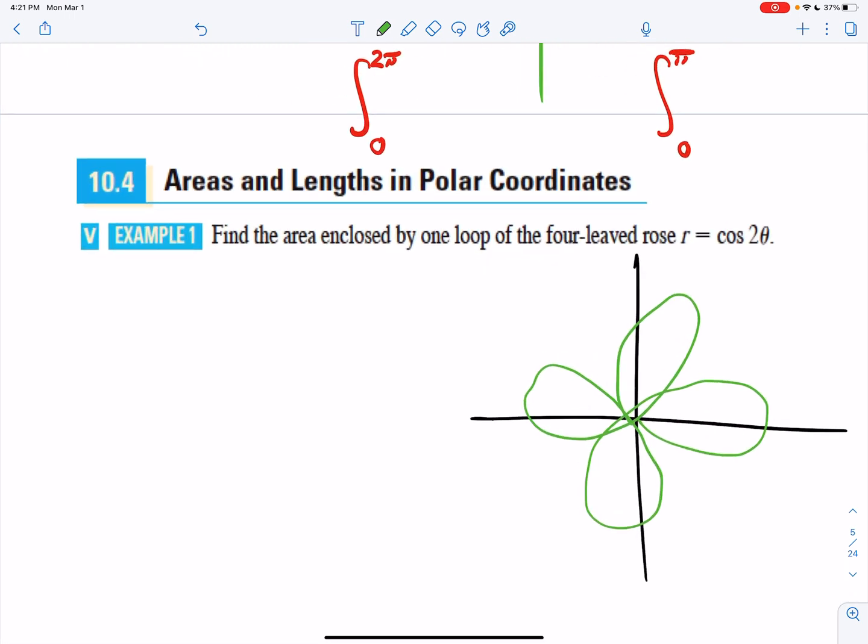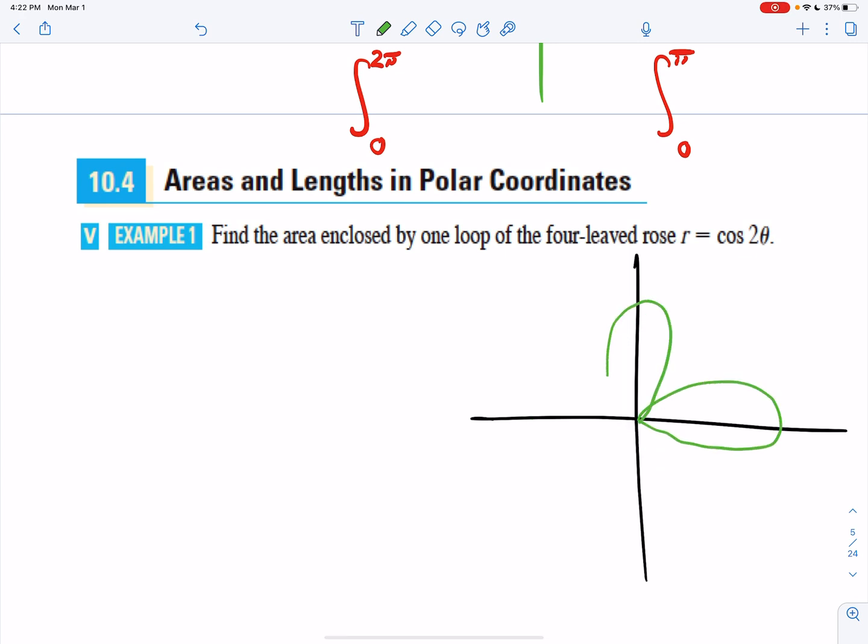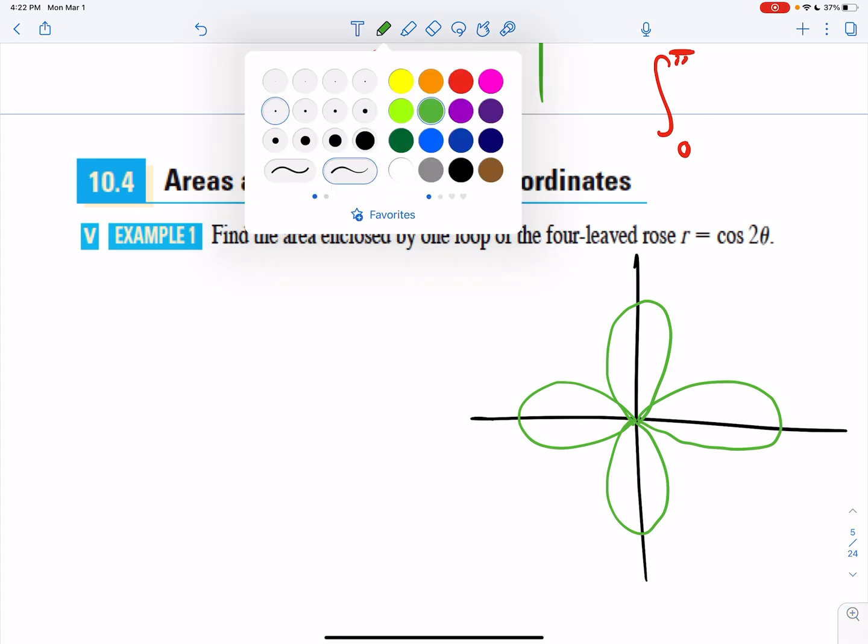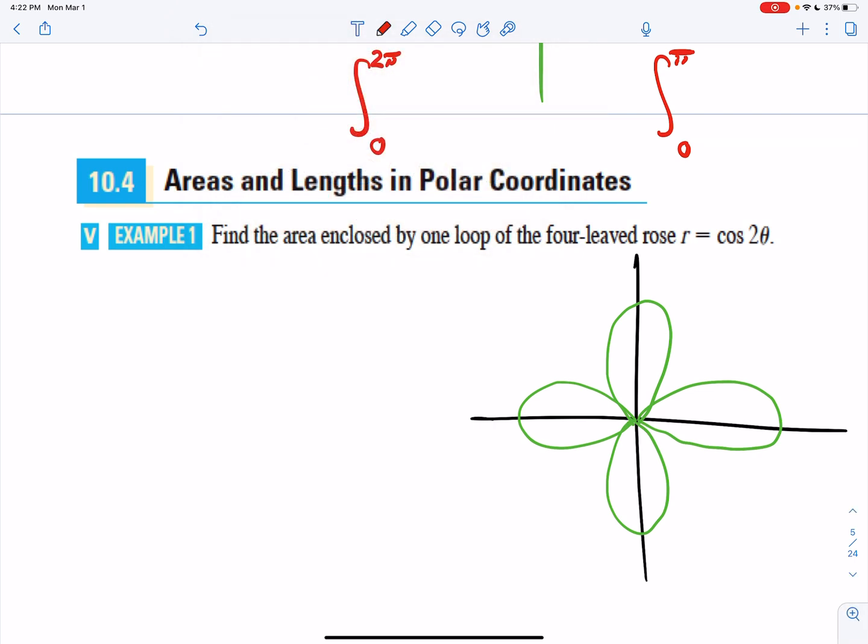These are terrible. Let me draw that again. 1, 2, 3, 4. A little bit better than last time. But let's assume that all of these petals are the same in size, okay? And the same in area in this case. So here's what you do. They're asking to find the area of one loop of the 4. So if I had to color this in, we only want to find the area of this one petal. So here's what we do.